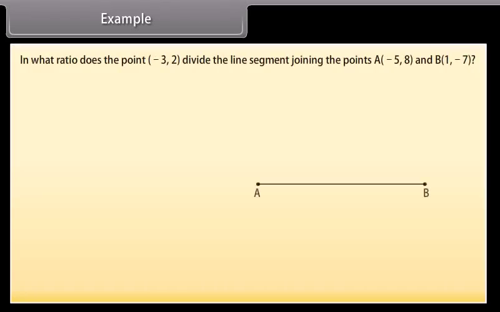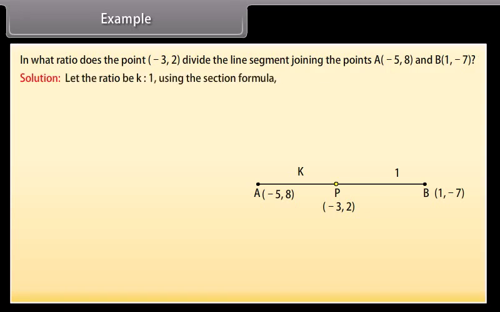Example. In what ratio does the point -3, 2 divide the line segment joining the points A -5, 8 and B 1, -7? Solution. Let the ratio be k:1. Using the section formula, -3, 2 is equal to (k minus 5) by (k plus 1), (minus 7k plus 8) by (k plus 1).